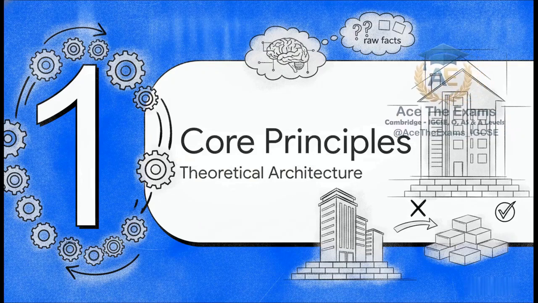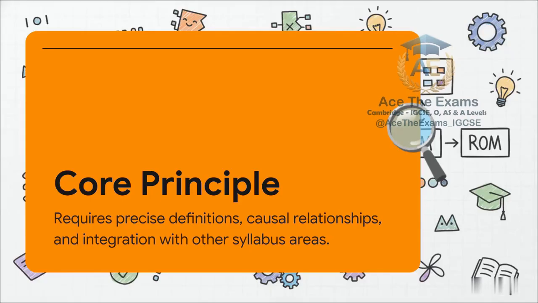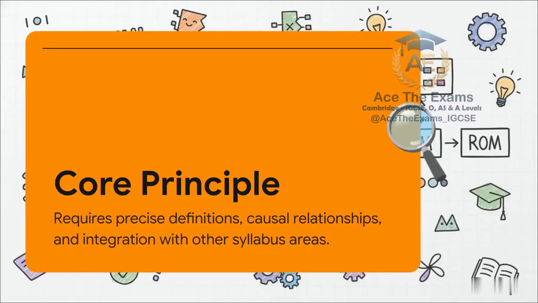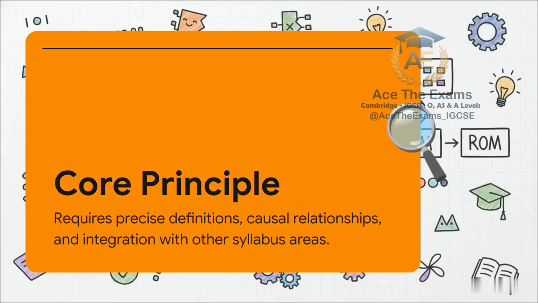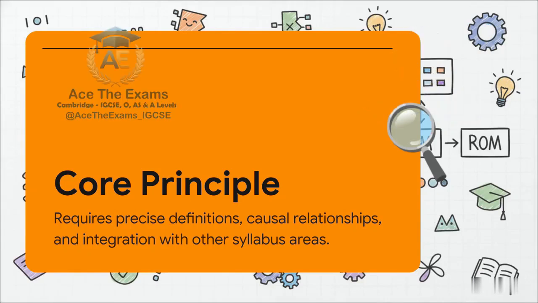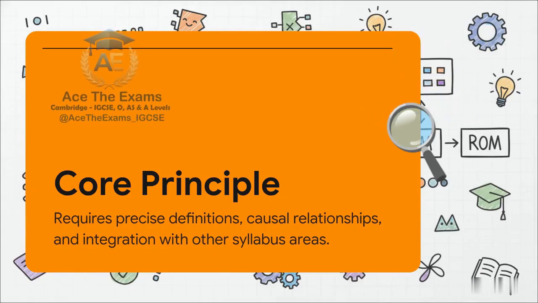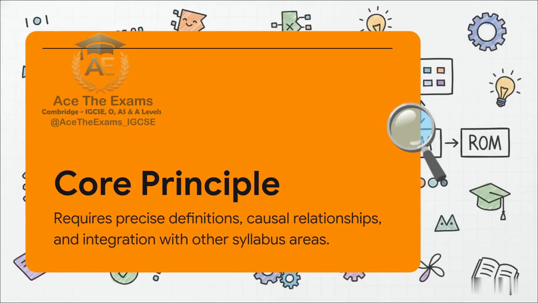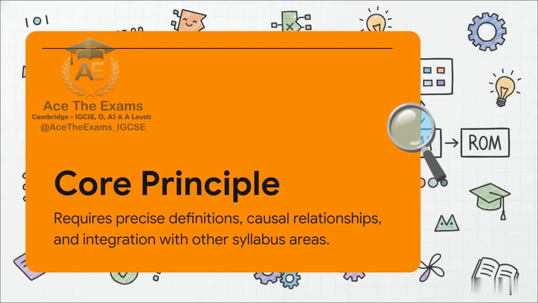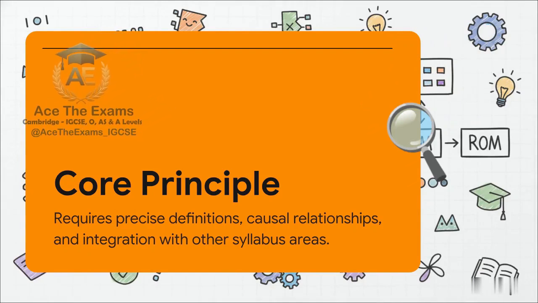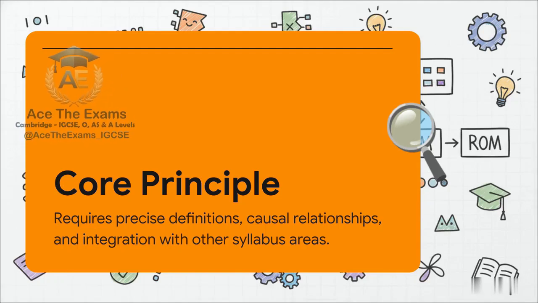We need to build your theoretical architecture, because raw facts just aren't enough. Now, what's really interesting about this slide is how it separates the top-tier candidates from the rest. Remember Alex from our earlier example? The student who just throws raw facts onto the paper hoping anything sticks? That is a deeply flawed strategy. Why? Because examiners aren't looking for a glossary. They are looking to see how the bricks fit together to build the house.